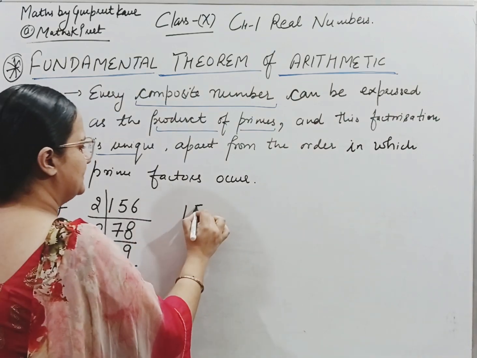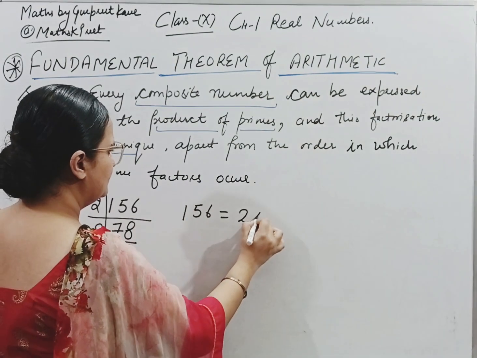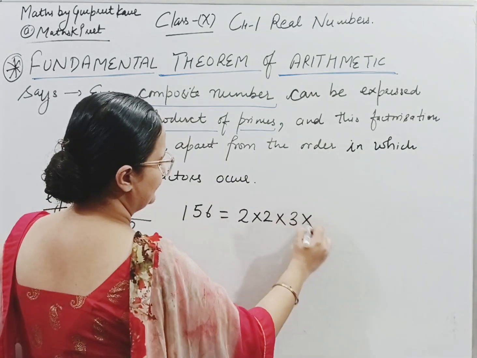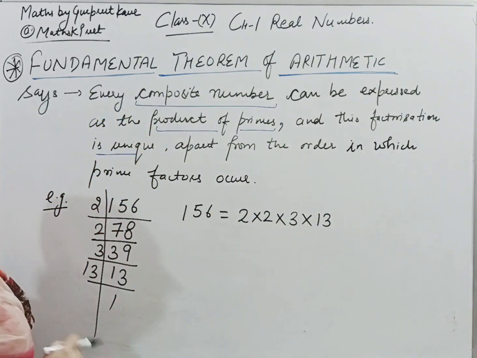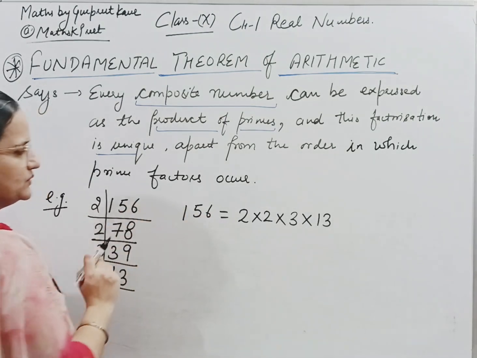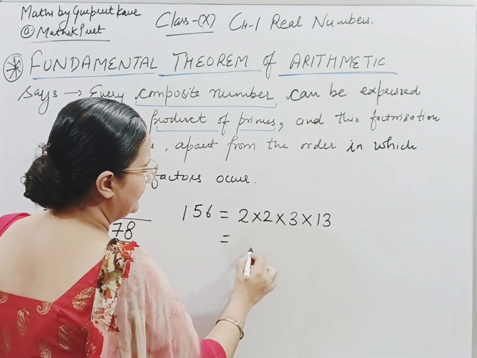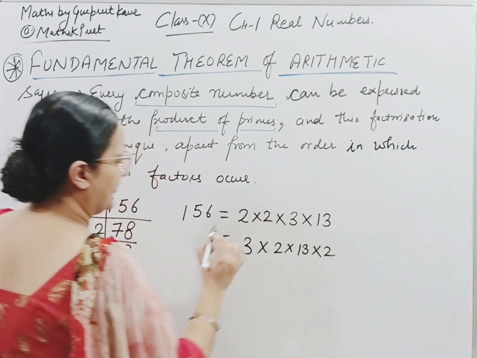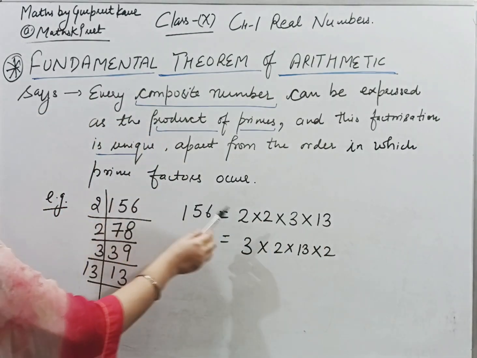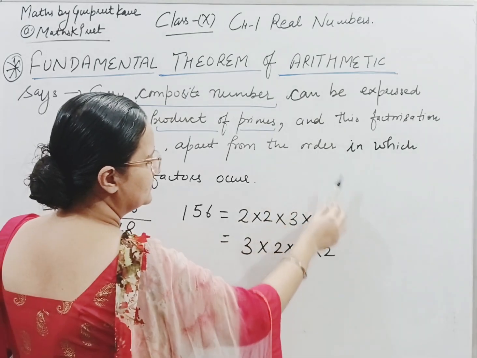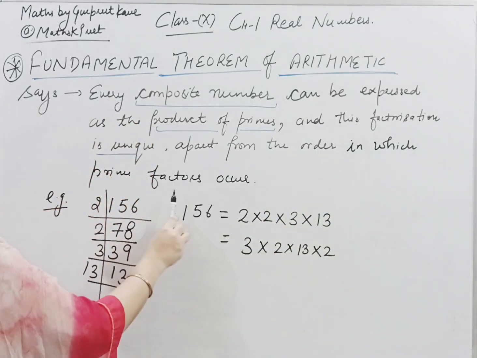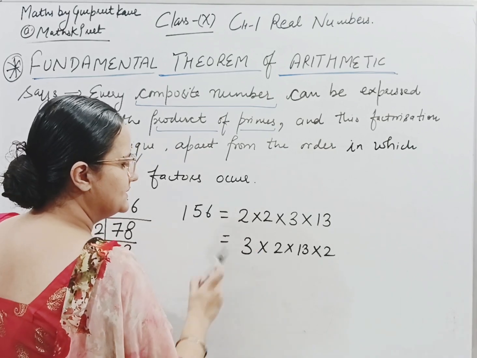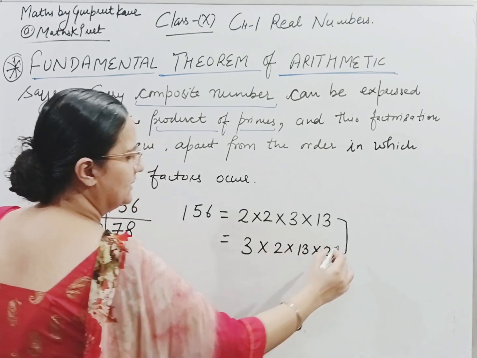So the prime factorization for 156 is what? 2 into 2 into 3 into 13. This is the prime factorization and it is unique for this composite number. How? If somebody writes it like 3 into 2 into 13 into 2, this line means it is unique apart from the order. So order doesn't matter in which prime factors occur. Factors should be the same, but the order doesn't matter. So it is basically unique.